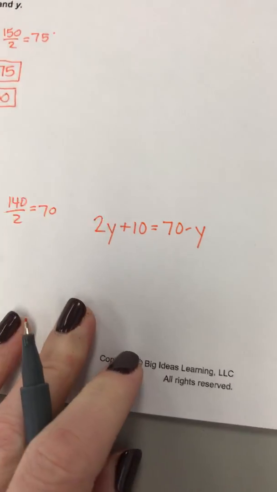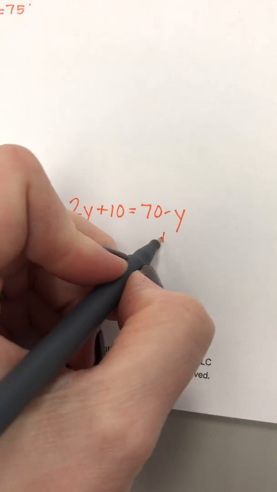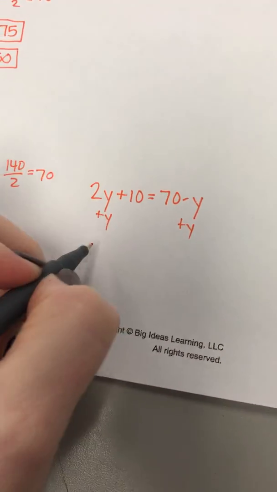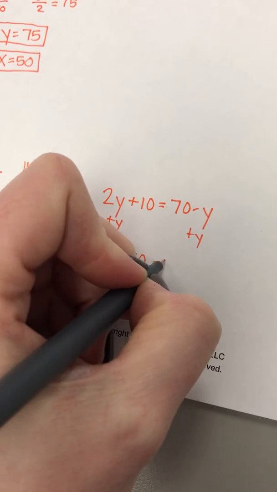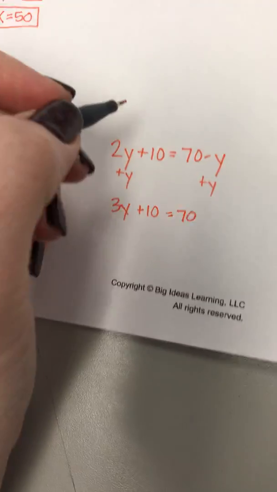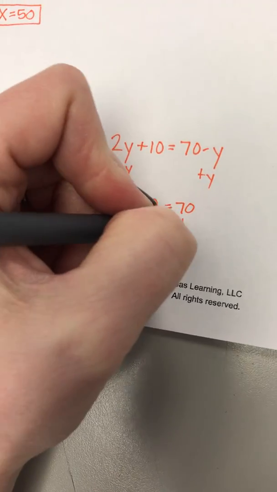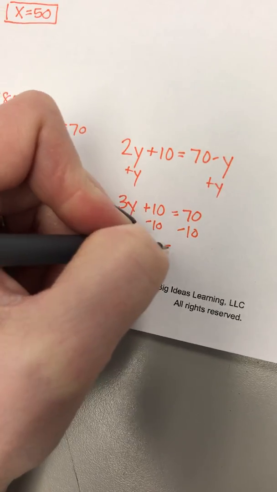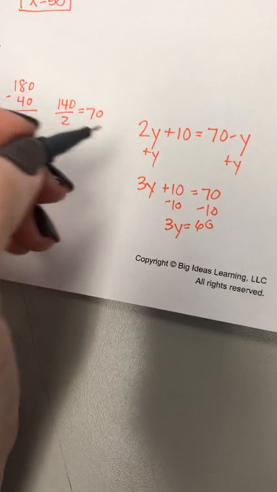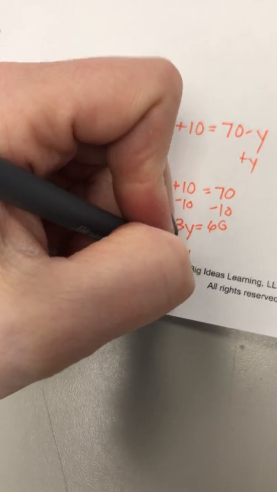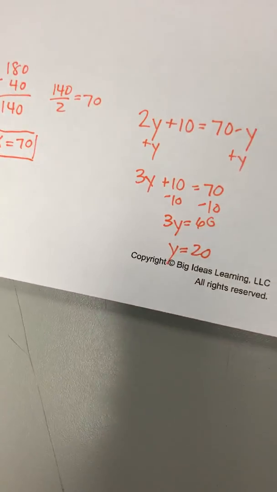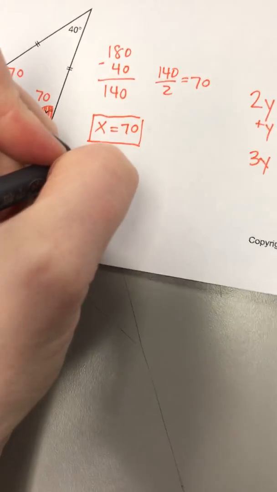So you know me, I like to get my y's alone first, so I'm going to add this y over and have 3y plus 10 equals 70. So when I subtract the 10 over, I get 3y equals 60. Oh gosh, I'm having a hard time here because I need another hand. So when I divide, I'm going to get y equals 20. And that's all that I needed was x and y.